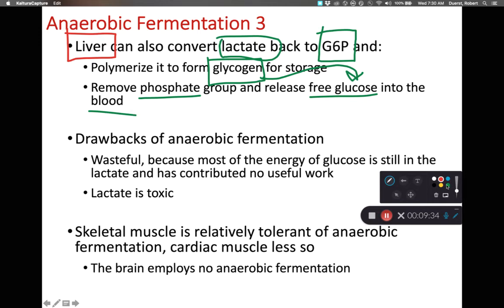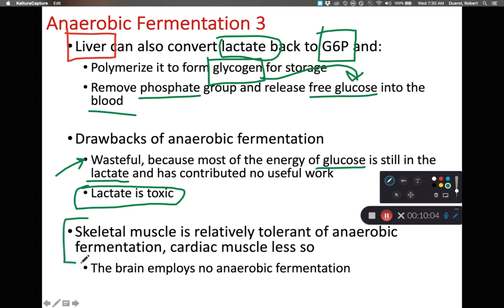Now, when we think of anaerobic respiration, there are some pros and cons. The pro of anaerobic respiration is that we can still make ATP out of glucose when we aren't getting enough oxygen. But a drawback is that it's kind of wasteful. Most of the energy in glucose is still stored in that lactic molecule and really hasn't done anything useful. And as lactate builds up in our body, lactate alters our body's pH. Lactate breaks homeostasis. Lactate is toxic to us.